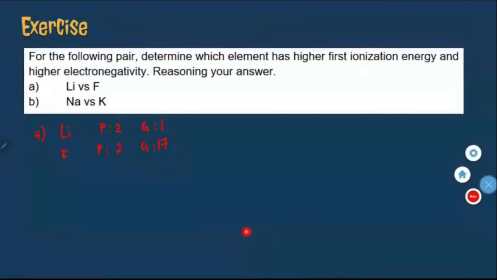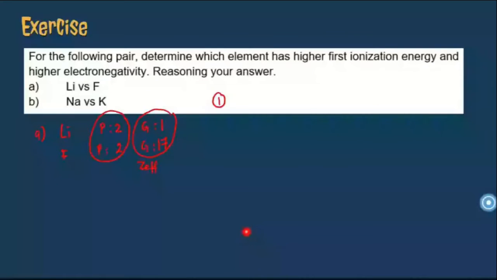If you don't know, what do you do? Write the electronic configuration. From the electronic configuration, I can determine the period and group. So study the period and group. The period is the same, but the group is different. So what is the factor that affects the periodicity? Zeff. So in your explanation, the first point is we compare the number of protons.